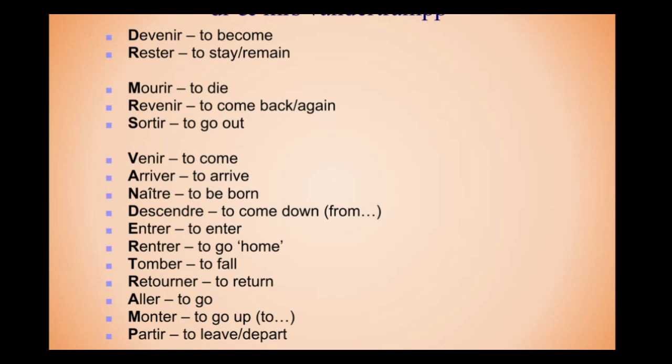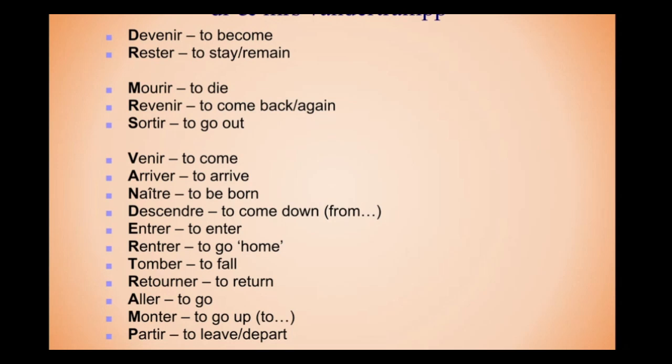It means that most of these verbs, you see, like going upstairs, going downstairs, are verbs that go with the verb être. So the verbs are devenir, which is to become, rester, which means to stay or remain. Mourir means to die. Revenir means to come back or to come again. Sortir means to go out. Venir means to come.